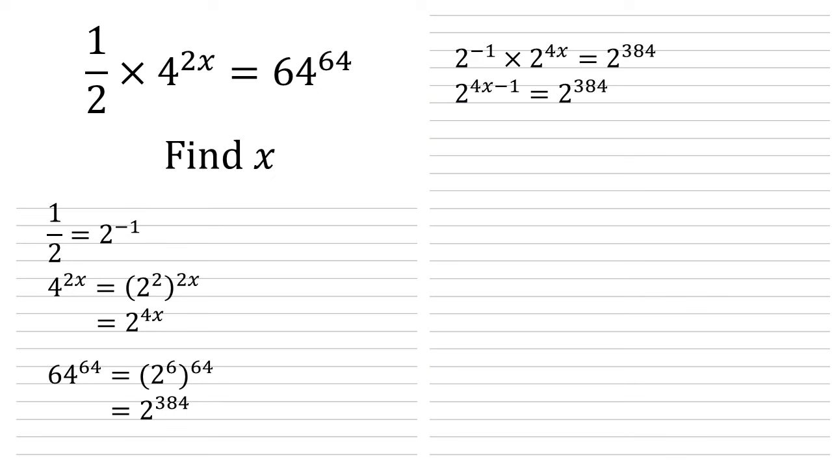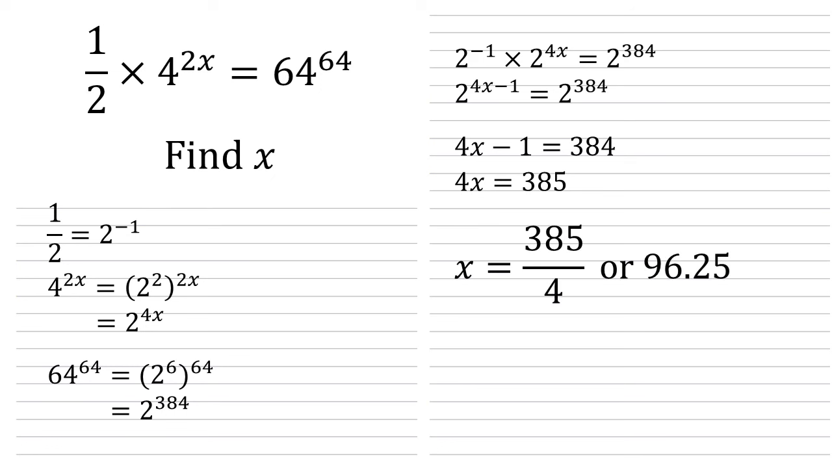But now both sides are 2 to the power of something, so as they're equal, the powers must be equal. 4x minus 1 is equal to 384, so 4x must be equal to 385, and then dividing by 4 gives us that x is equal to 385 over 4, or if you prefer it as a decimal, 96.25.